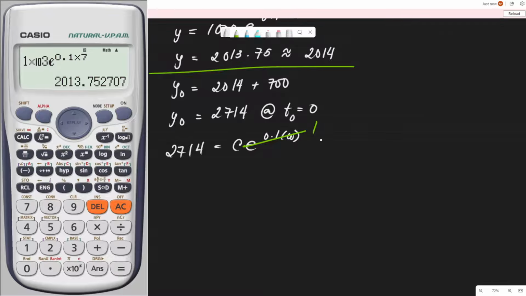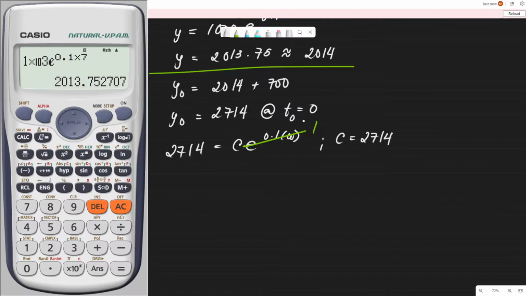C is equal to 2,714. Guys, nagkakataon lang to na ganito ang ating constant, ha? Pero hindi sa lahat ng pagkakataon same. Baka mamaya kasi isipin niyo, edi kung ano yung initial, yun na yung lalagay kong C. Nagkakataon lang kasi na 0 yung time natin.